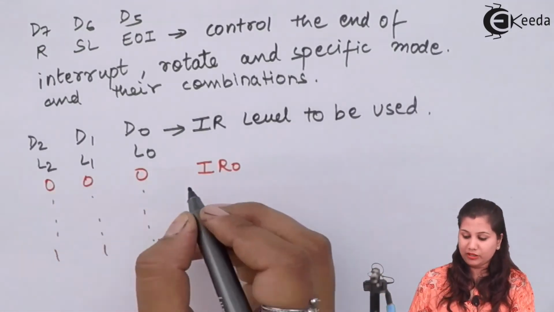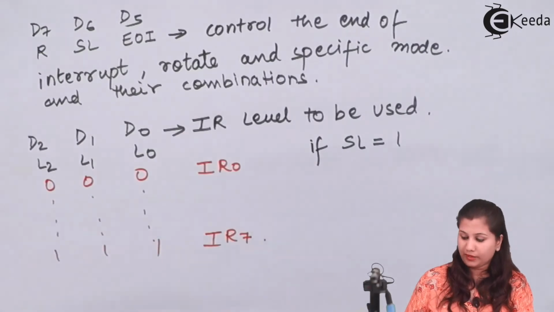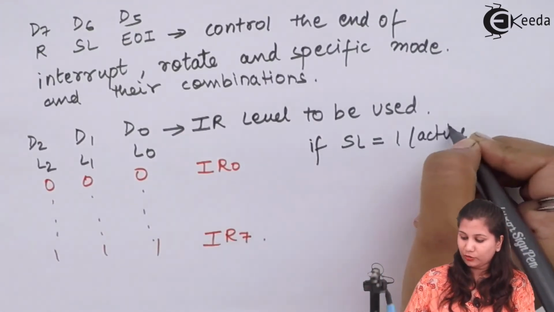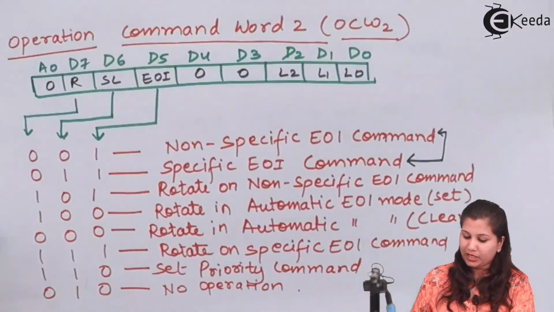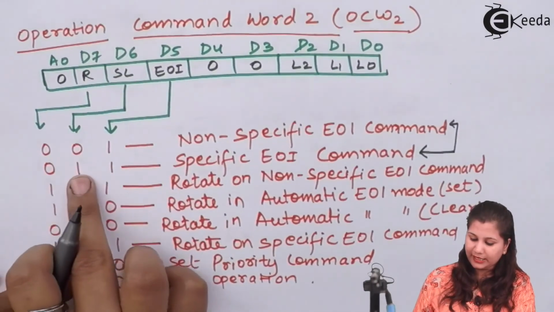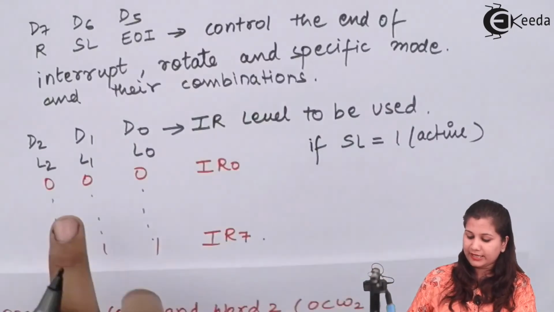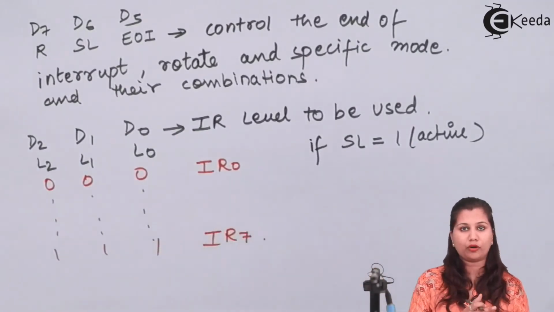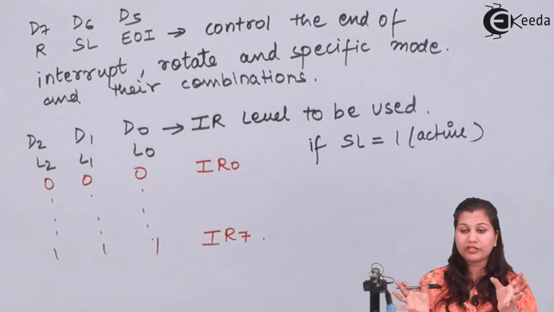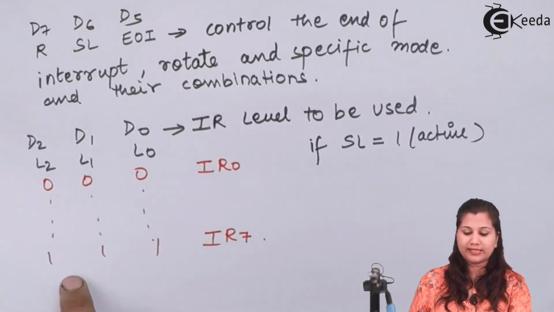Now these three bits will be active only if the SL bit is 1. If this bit is active, then only L2, L1 and L0 will work. If we see the command word here, the SL bit is 1 in this case and also in these two cases. When these two cases occur, the L2, L1 and L0 bits are used to select the interrupt request, from IR0 to IR7, on which the mode has to be operated. So this was operation command word second. Now let us come to operation command word third.